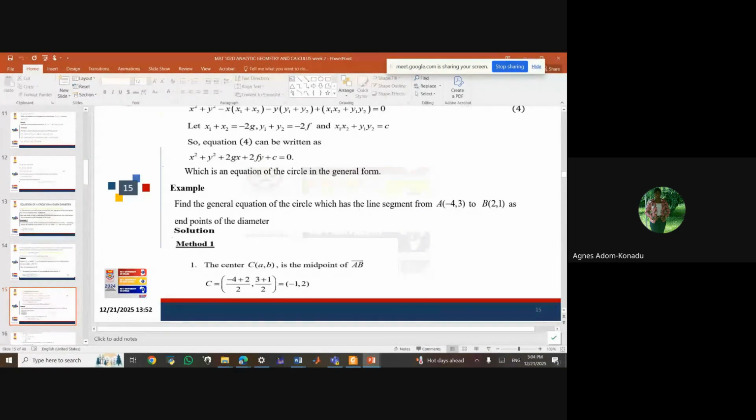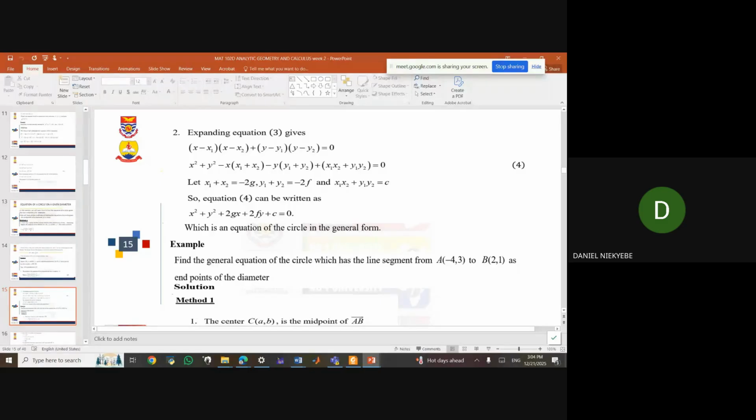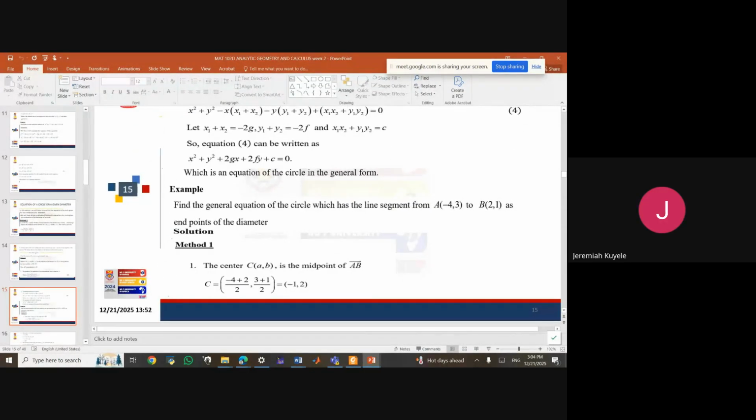So the first method, you have to find the midpoint. So the midpoint will be (-4 plus 2) over 2, and then (3 plus 1) over 2, which will be -1, and then positive 2.